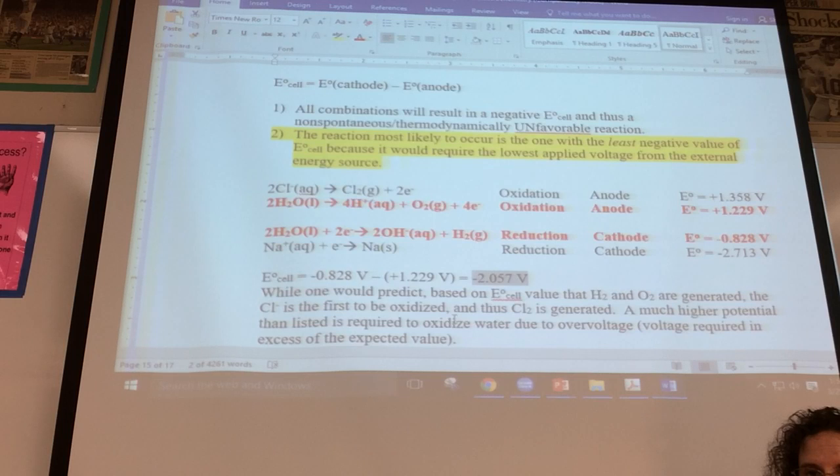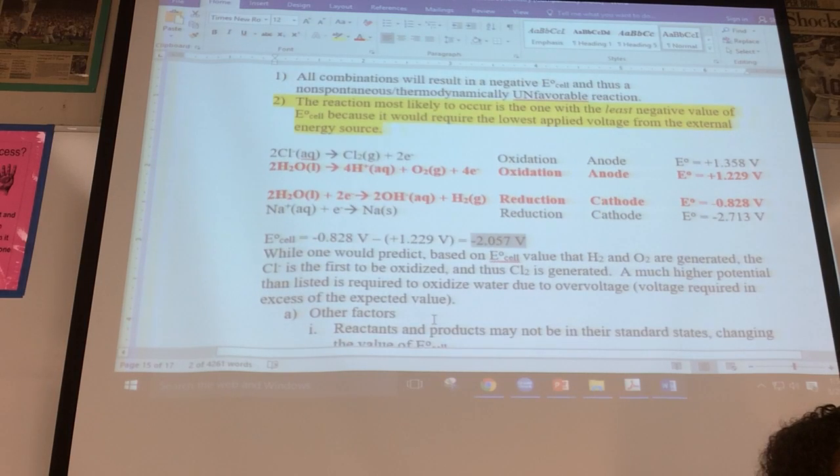Yes. So you're trying to get it closest to 0? It's going to be negative. You want it as close to 0 as possible, so you use the least amount of voltage from that power source. Because it would take more voltage to take the other one. It'll take more electrons, yeah, the other one, exactly.